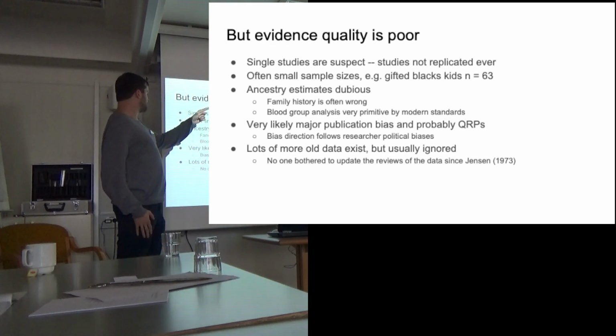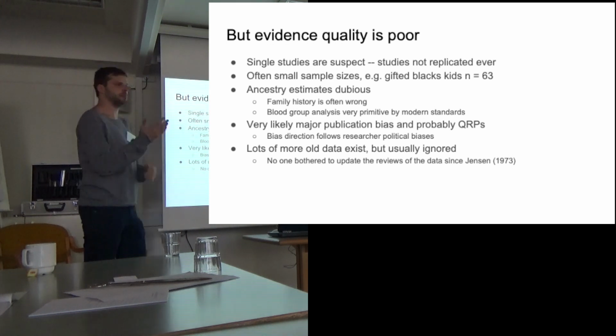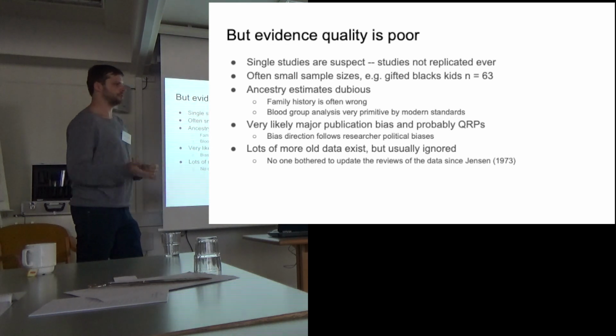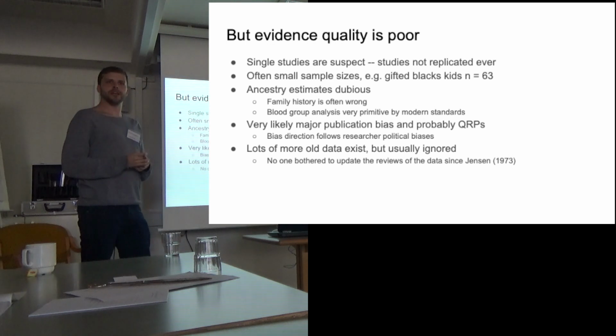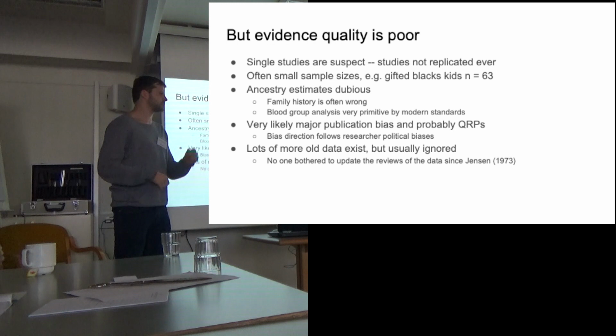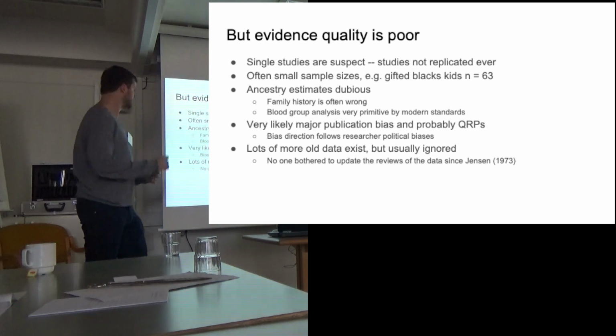And the ancestry in the old ones was dubious. Sometimes they used family history. They just asked you, oh, how many of your grandmothers were this or that group? And as we all know from family history, sometimes when you check it, it's not true. Lots of people in the US claim some kind of Indian ancestry, and then the DNA test comes back and you can see it's all 100% European.